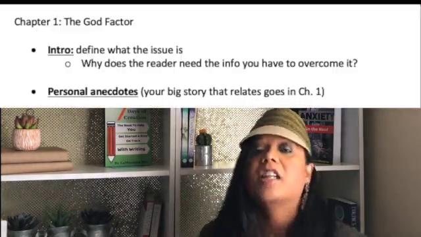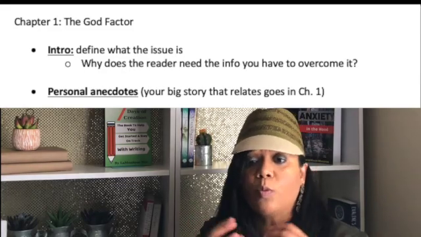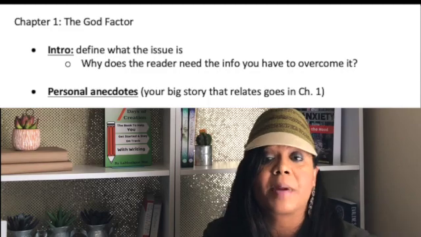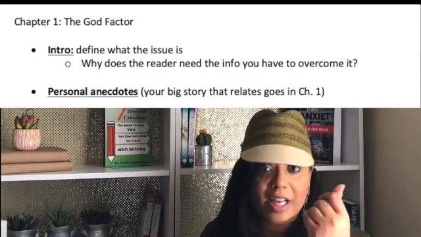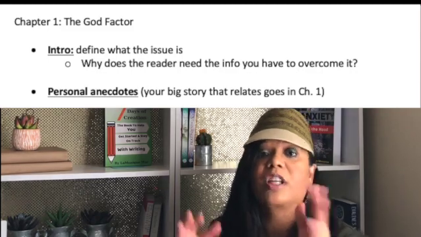In step 6, we're also going to think about the intro. The intro is going to include the personal story. But first, before we bring our personal story in there, we're going to want to define what the issue is we're covering for that chapter only. Because later on, we're going to talk about an intro for the entire book. So when I say intro, we're going to have a little mini intro in each chapter, okay? So in the intro, you're going to want to define what the issue is and why the reader needs the information you have to overcome it. The anecdotes or experiences, we talked about your big story goes in chapter 1. We're going to do this for every chapter, but your big, personable story goes in chapter 1.